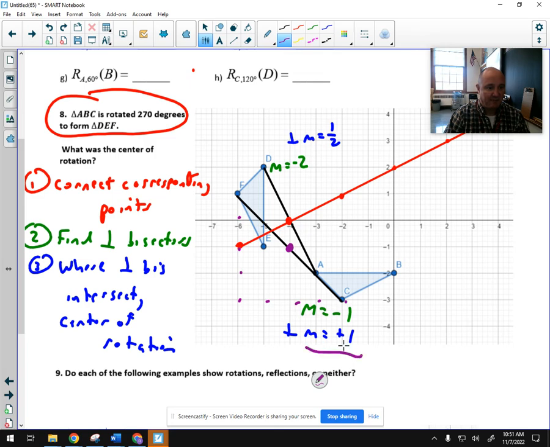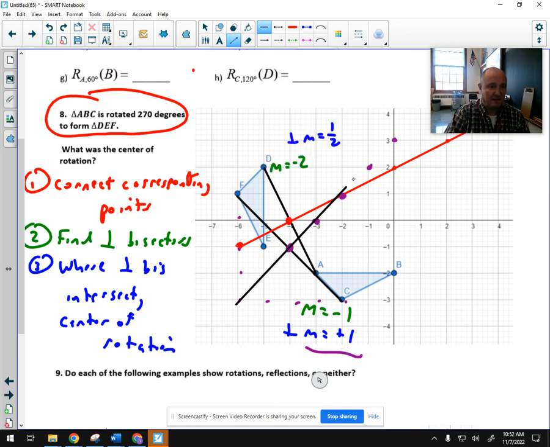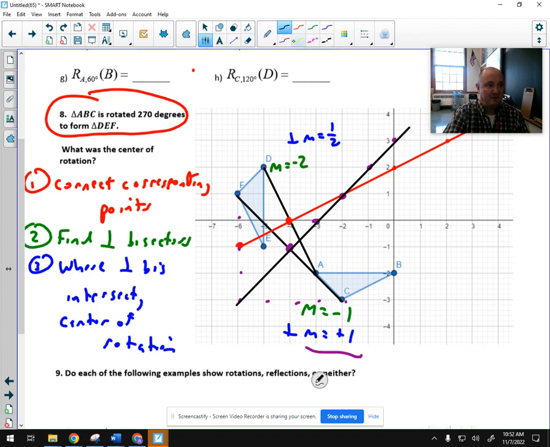And I'm going to take my perpendicular slope of +1. So I'm going up 1 over 1, up 1 over 1. Oh my gosh, I see where these are going to intersect. But just to complete it, I'll go ahead and draw it in using the line tool. And I say, okay, this must have rotated around this point right here where the 2 perpendicular bisectors intersected. My center of rotation is -2, +1.